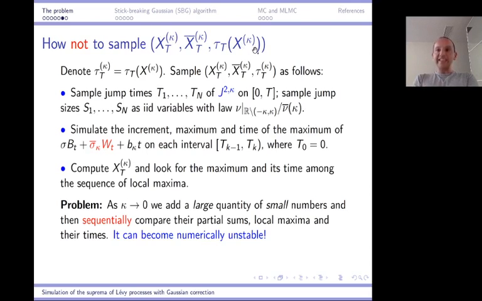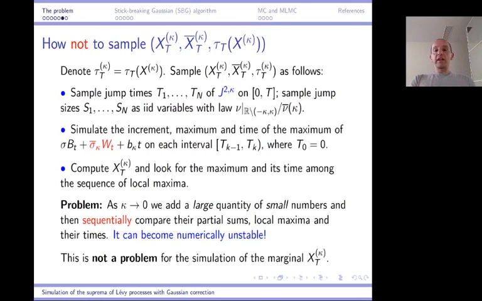So in principle, this can be done exactly. However, this is numerically unstable, particularly when kappa goes to 0, in the non-trivial case when X is infinite activity. The reason is that you're adding large quantities of very small numbers that due to rounding are forgotten, and then you're sequentially doing that, which is fine, but looking at partial sums and then computing minima and maxima leads to instabilities and non-convergent algorithms. This problem doesn't occur for the marginals, which is important because there you're just adding, so the small errors that you make don't result in big discrepancies.